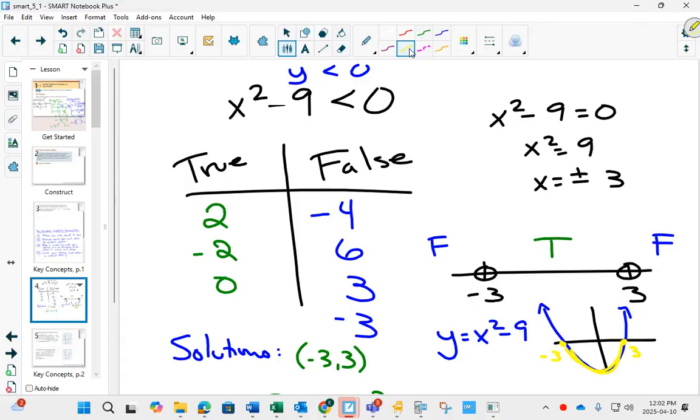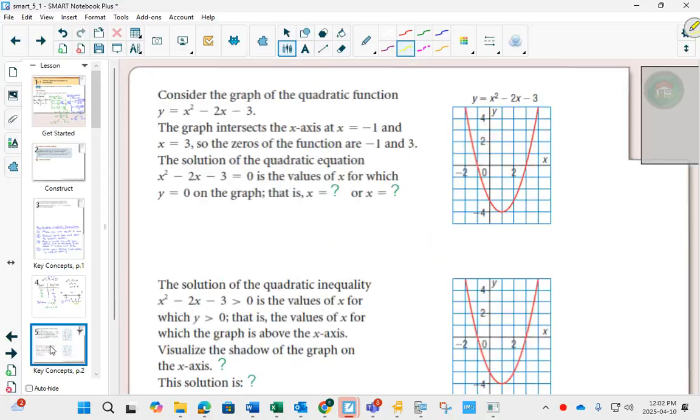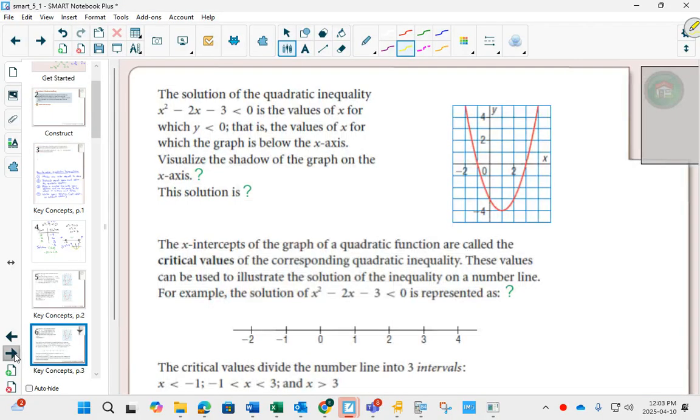Sometimes you'll like test points. Sometimes you're going to like your graph. One thing I'd like you to highlight at the bottom: I like these words. The x-intercepts of the graph are called the critical values. I like that critical values thing. Use it a lot in calculus as well. And maybe you want to put a note off to the side.